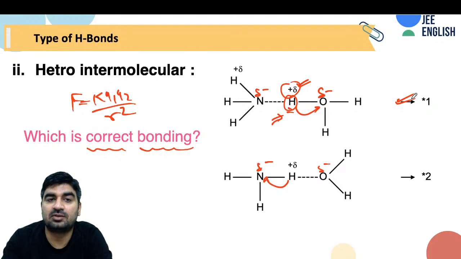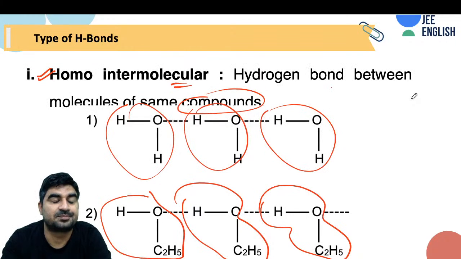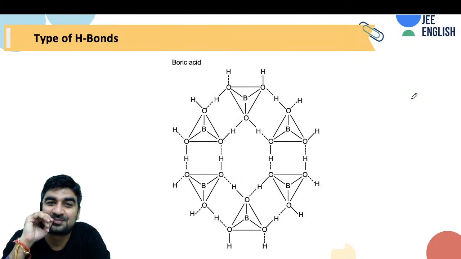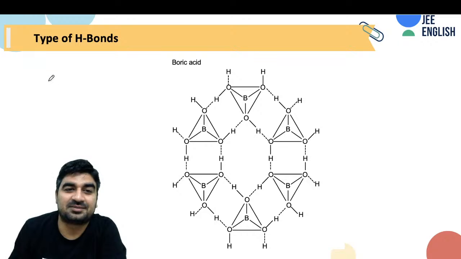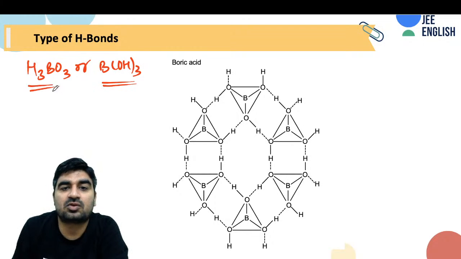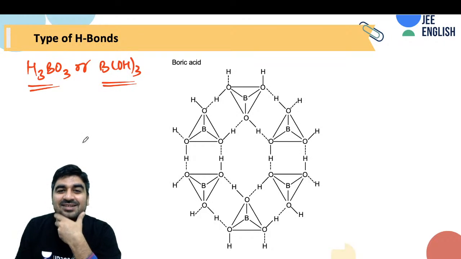So let's move on. Now you know the intermolecular and intramolecular. Intra is left. Homo intermolecular and hetero intermolecular. Now what is this? This is boric acid. So boric acid H3BO3 or B(OH)3. Each one of you should remember its structure. How will you draw it?